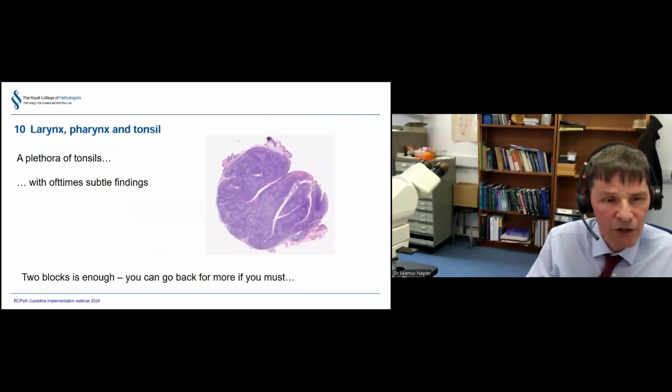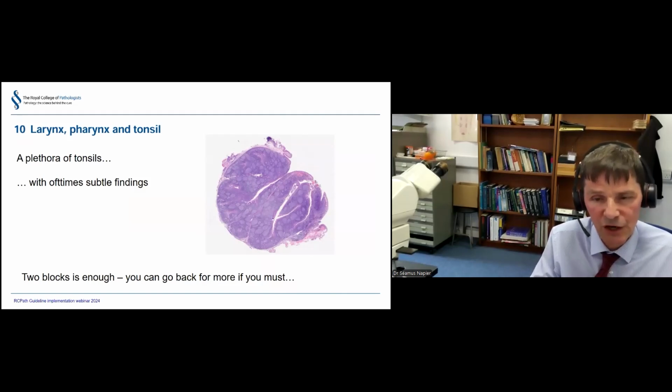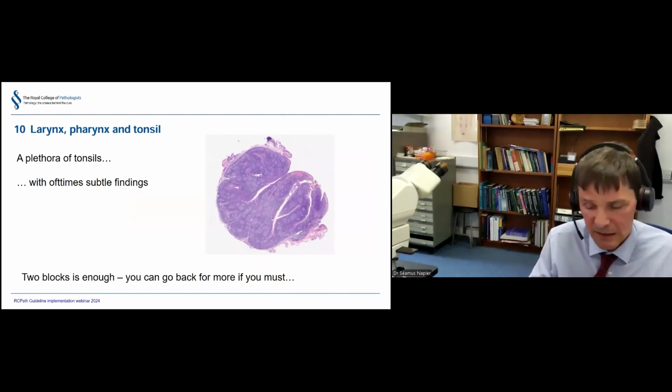A plethora of tonsils is what describes what happens in most laboratories, I think. Oftentimes these can have very subtle findings. Usually if there's no suspicion of malignancy, 2 blocks is sufficient. You can then go back to the residual specimen if you discover something on the histology and sample more tissue.